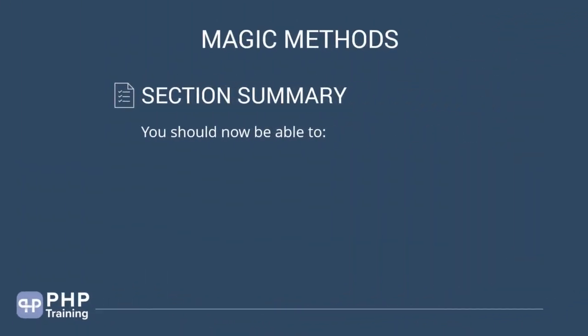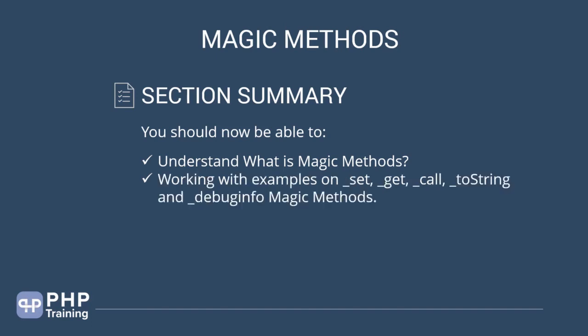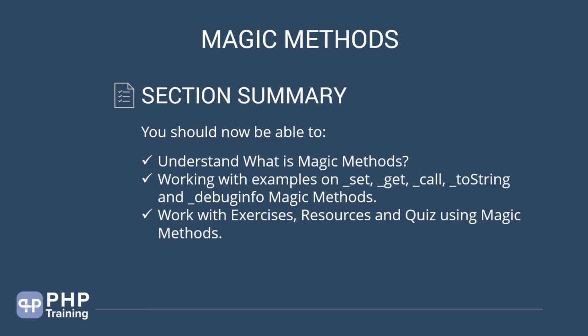Hello and welcome to the summary section. Let's understand what you should be able to do by now. You should be able to understand what magic methods are. You should be able to understand how the set, get, call, toString and debug info magic methods work and how you should use them in your class. I also hope you have worked with the exercises, resources and quiz to get more understanding of what magic methods are and how to use them in your programming style. That's all about magic methods in this section, and I'll see you in the next one.